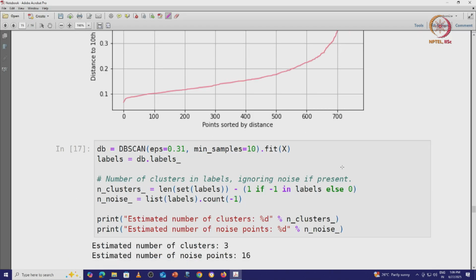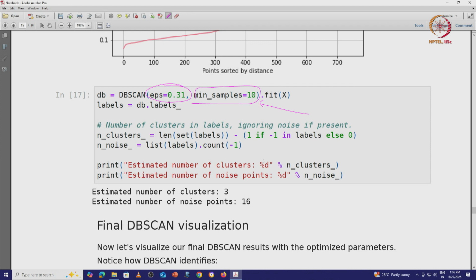Okay, so considering 0.31 as the distance, and of course min samples is 10, that's why we were looking at the 10th nearest neighbor. If you want to change min samples, again that is possible, it's entirely up to you, and you see that there's 3 clusters which we obtained, right, and then there's also 16 noise points that we obtained. So let's finally visualize the data from the DBSCAN based clustering.